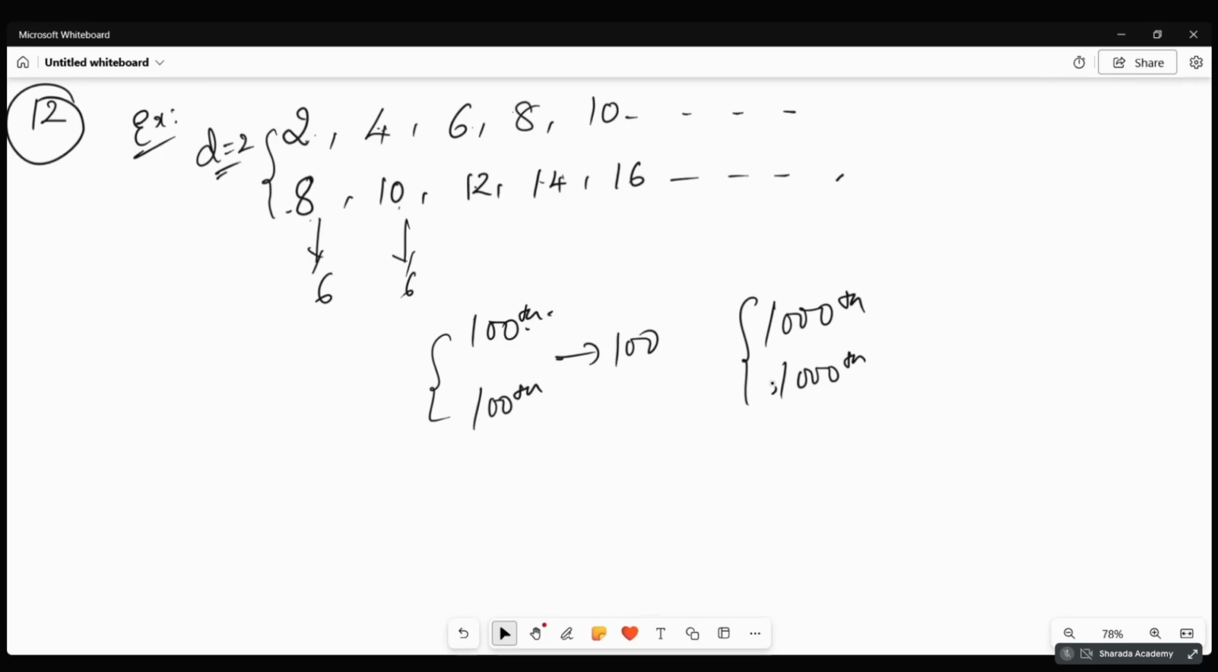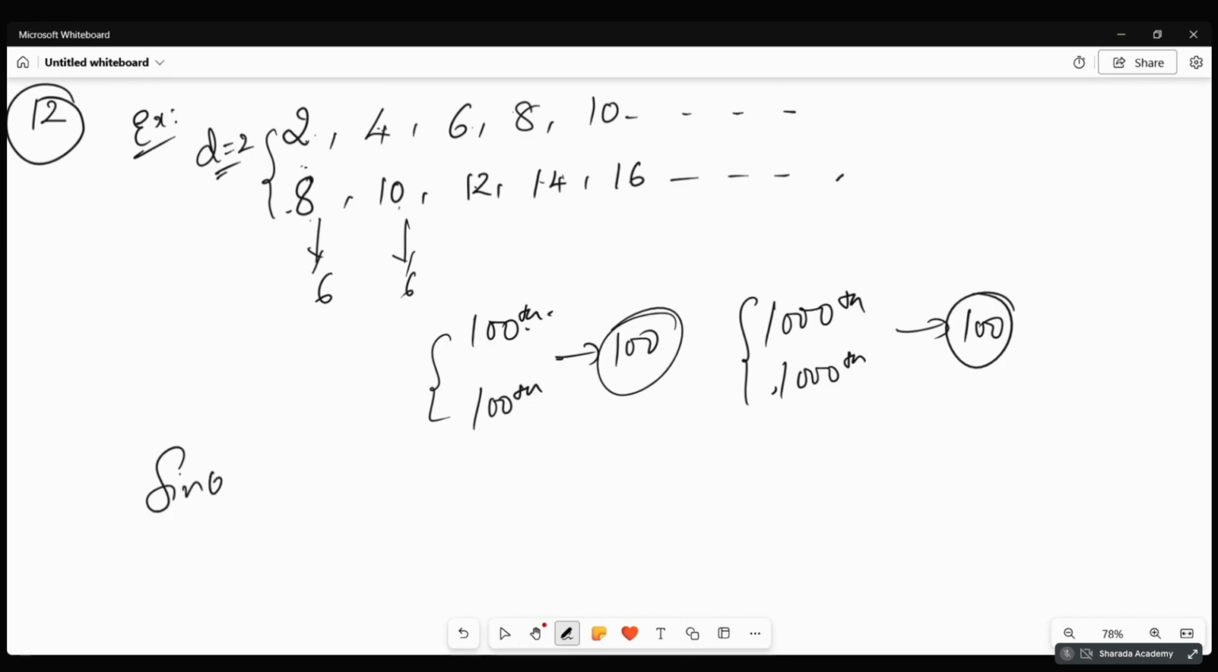100 only. Because the two APs have the same common difference, any place if you take, it should be the same. So between the 100th terms it is 100, between the 1000th terms also it should be 100 only. See this example like that. Understood? So the answer is 100. Write down this example.